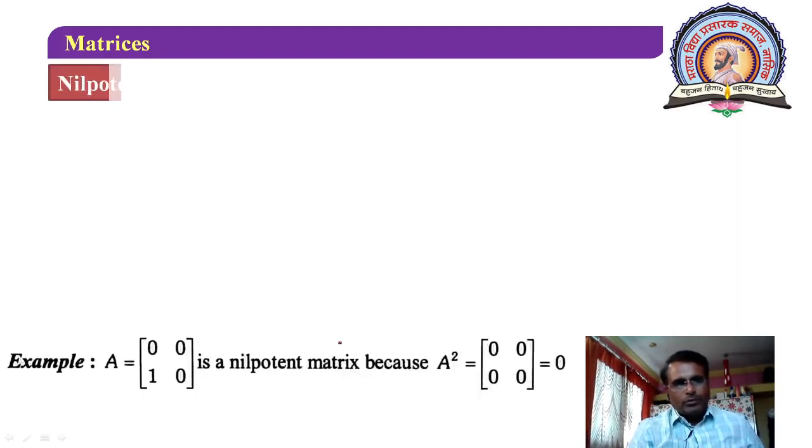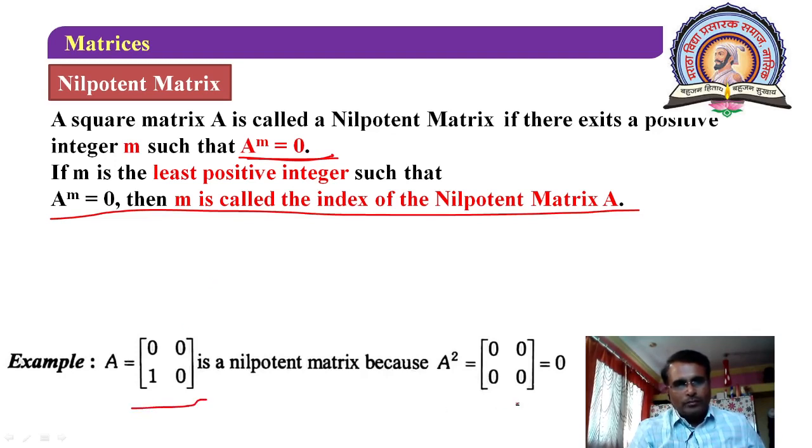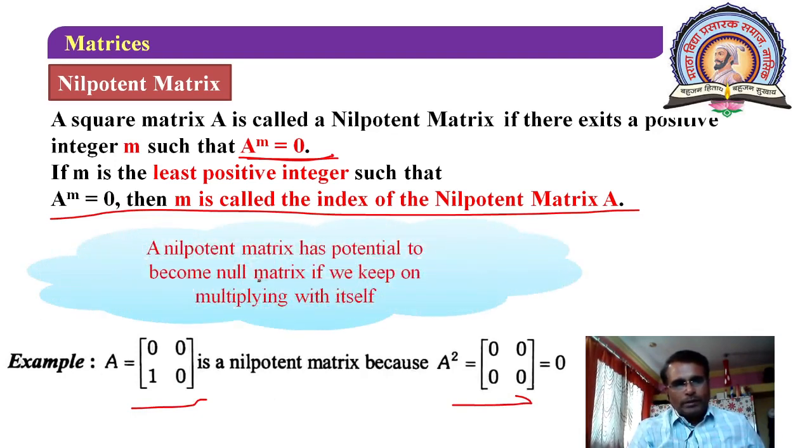Okay. Then next we have to consider nilpotent matrix. A square matrix A is called a nilpotent matrix if there exists a positive integer m such that A raised to m is equal to 0. This m is called the index. So, if A raised to m is equal to 0, then m is called the index of nilpotent matrix A. For example, all these are nilpotent matrices. A nilpotent matrix has the potential to become a null matrix if we keep on multiplying it with itself. That is actually the meaning. A raised to m means what? We are multiplying the matrix A with itself.